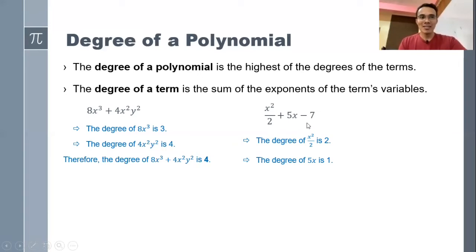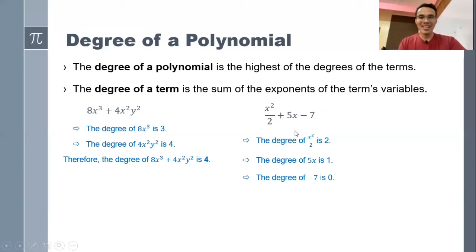And for the last term, negative 7, the degree is 0. The degree of a non-zero constant is 0. So if you are going to find the degree of 1 million, it's going to be 0. If you are going to find the degree of square root of 2, it's still considered as a constant, so the degree is 0.